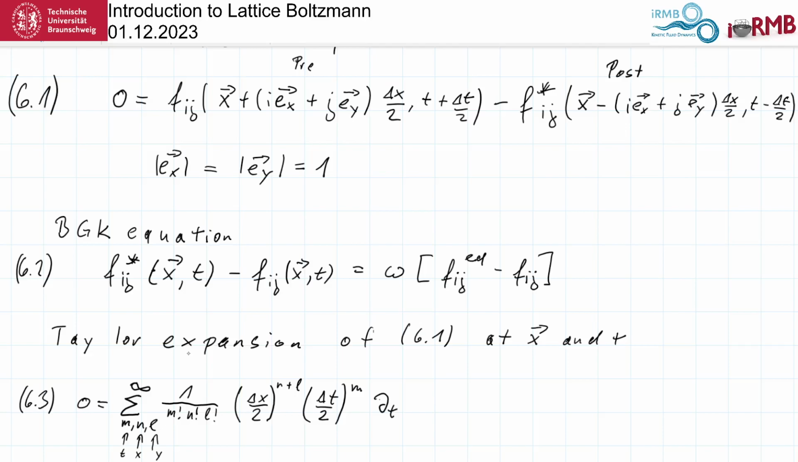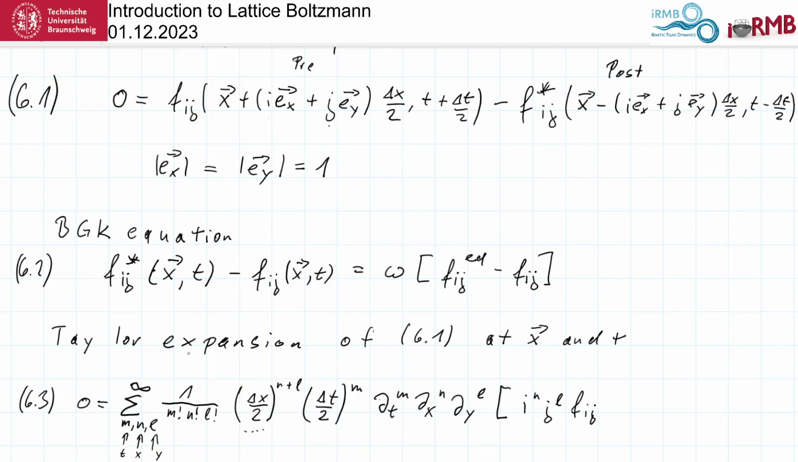The dt is the mth derivative, right? And dx is the nth derivative, and dy is the lth derivative. And now comes, okay, what I did not include in here is this direction I, right? So then I have to write this here, I to the power of n, and j to the power of l, yeah?